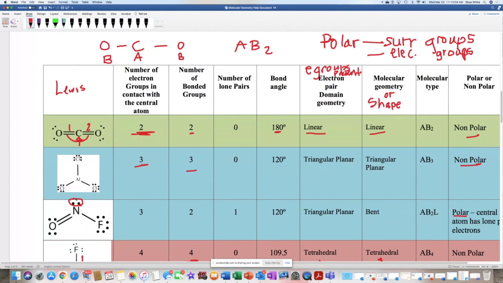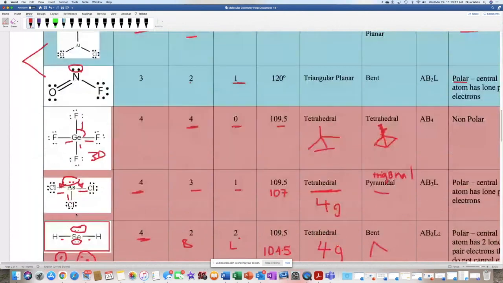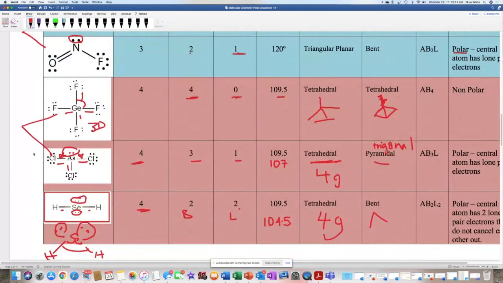Or three groups where one of them is a lone pair. Two are bonds and one of them is a lone pair. So for three groups, you have two to pick from, this or this. When you have four groups, you have three to pick from. This is four groups, this is four groups, this is four groups. So find out which one your molecule matches with.